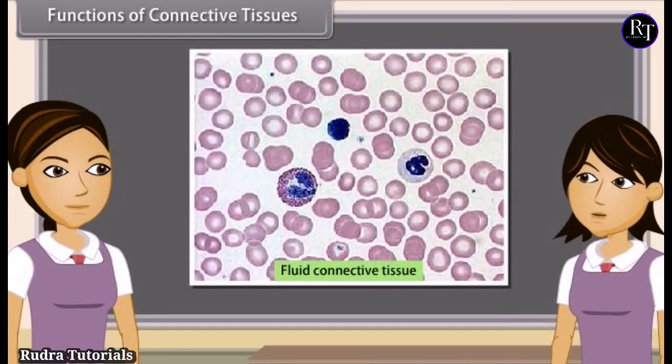Fluid connective tissue transports nutrients, hormones and vitamins to the tissues of whole body and excretory products from the tissue of whole body to the liver and kidney.